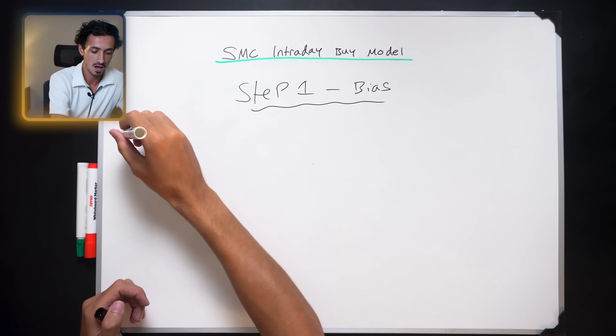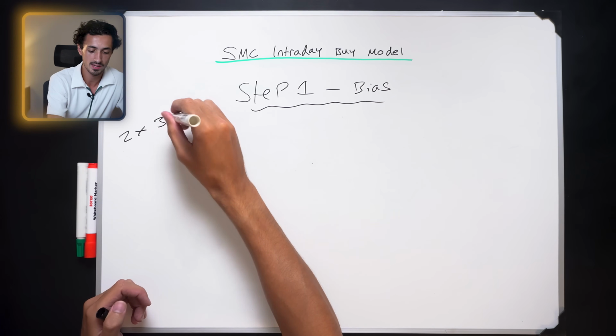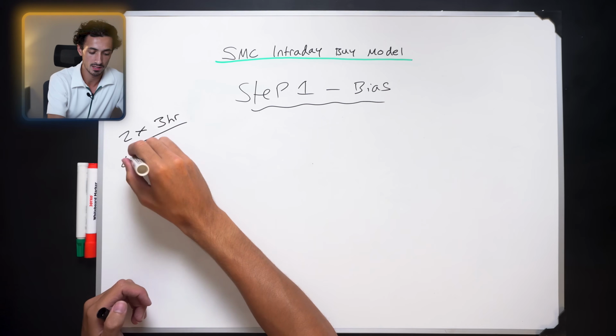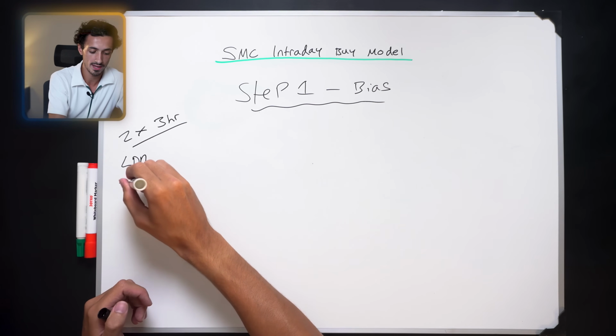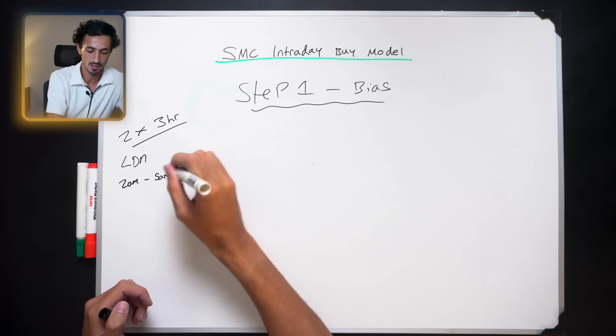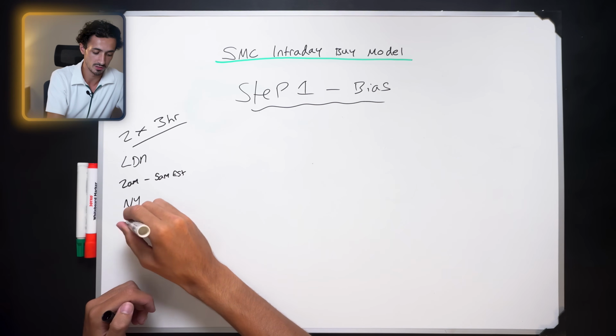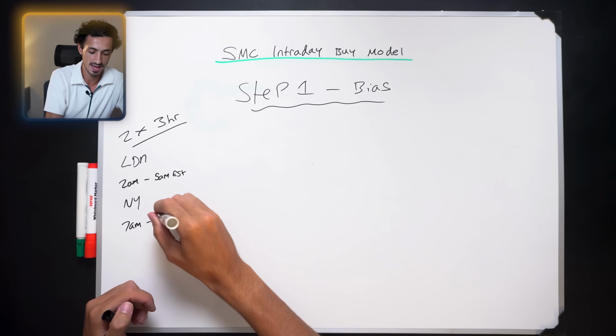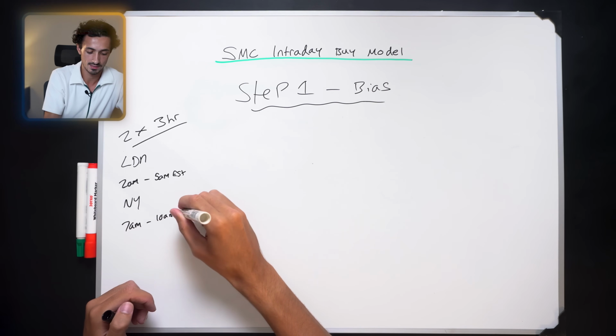So for me personally, I trade 2 3-hour-long sessions per day. I trade my London window, which is 2 a.m. to 5 a.m. Eastern Standard Time. And then I trade my New York window, which is from 7 a.m. to 10 a.m. Eastern Standard Time.